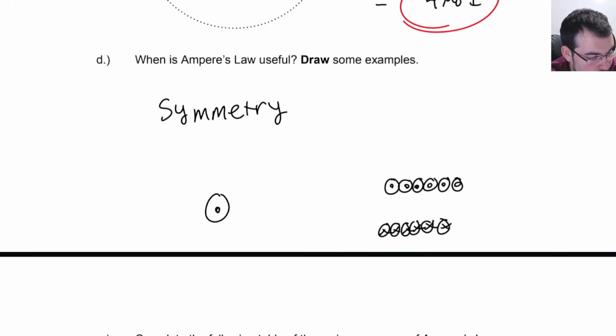All right, so magnetic fields circulate around wires. So if you have something like this, you have circular symmetry. And for a solenoid, this is actually a uniform field.